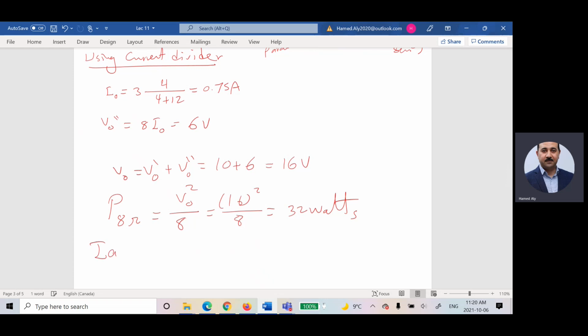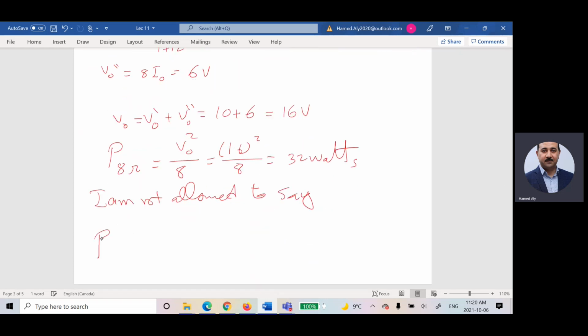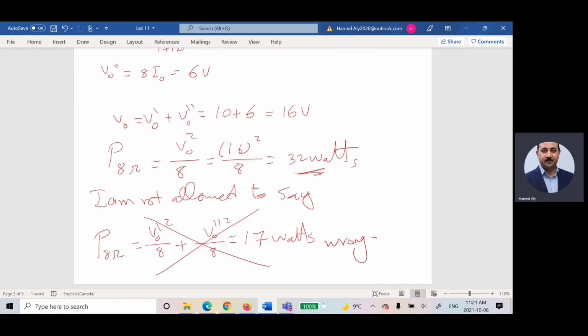So I'm not allowed to say the power in 8 ohms is equal to VO prime squared over 8 plus VO double prime squared over 8, because if you try to calculate it, it's equal to 17 watts, which is not the same as this. This is wrong. Why is it wrong? Because this method is used only for linear circuits. It's not used for calculating the power, but it is used for calculating the voltage and the current only.